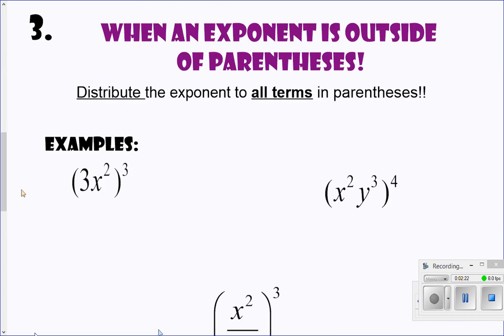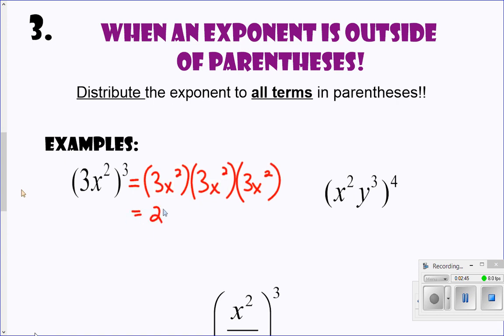Next, when we have an exponent on the outside of the parentheses. So we have a few examples here. Let's start with this one. The long way to do this, I would just write out 3x squared 3 times because it's being cubed. So 3x squared times 3x squared times 3x squared. Well, we know 3 times 3 times 3 is 27. And x squared times x squared, we'll use that law that we talked about a moment ago. X squared times x squared, I add the exponents, that's x to the 4th. And then I'm going to add 2 more x's on, so that's x to the 6th. So I get 27x to the 6th.